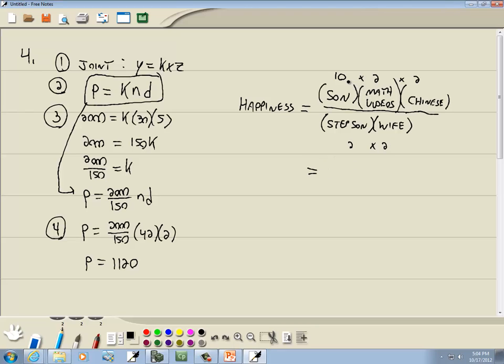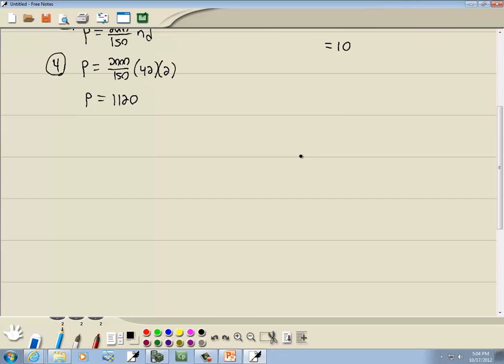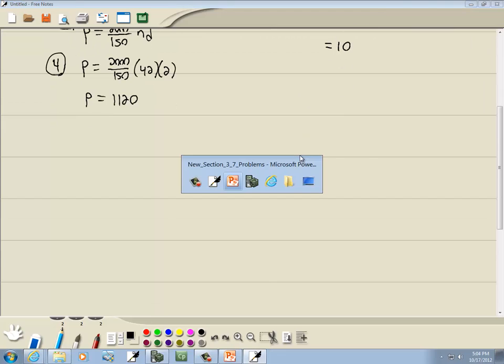Okay, look at our factors. We got 10 times 2 times 2. That gives us 40. And 2 times 2 gives us 4. So that gives us 10. So that would mean my happiness would increase by a factor of 10. Now that's what we're looking for in this next problem. We're looking for a factor. Not looking to solve these 4 steps. You can't do that on this last one.